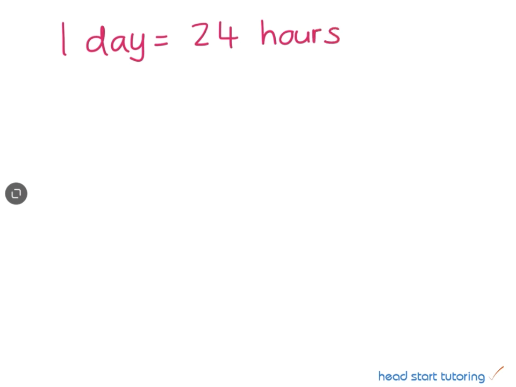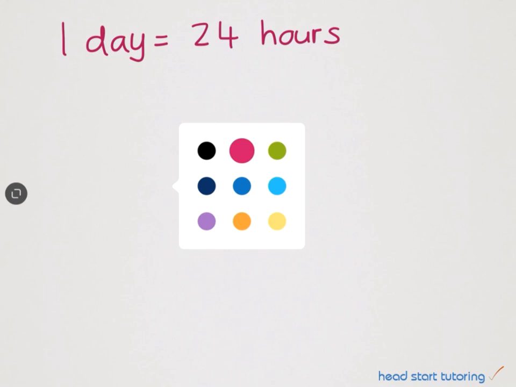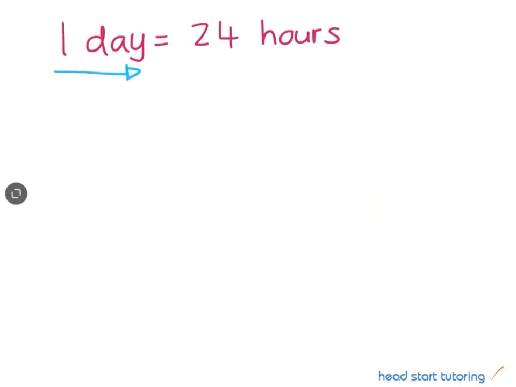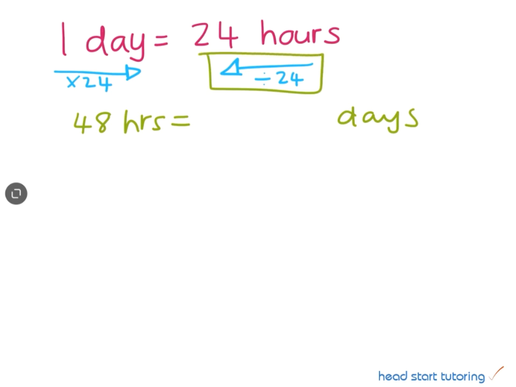One day is equal to 24 hours. So when we are converting from days to hours, we multiply by 24, and when we are converting from hours to days, we divide by 24. Right, so if I've got 48 hours that I would like to convert into days, I need to divide by 24. Because 48 is double 24, my answer is 2 days, because 24 fits into 48 twice. So 48 hours is equal to 2 days.